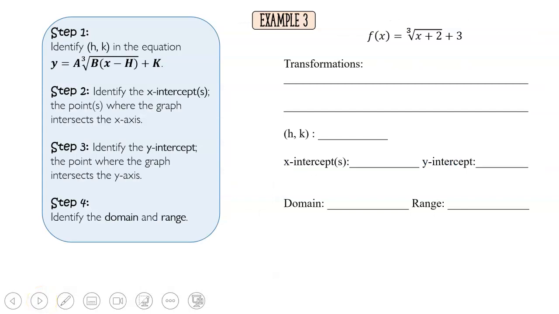Now, here we are. Example 3. I've got a cube root function. I see that little 3 there. I see 2 transformations. Which way did it shift? Left 2, up 3. Okay, so left 2, up 3. That's it. So write that down for your transformations.